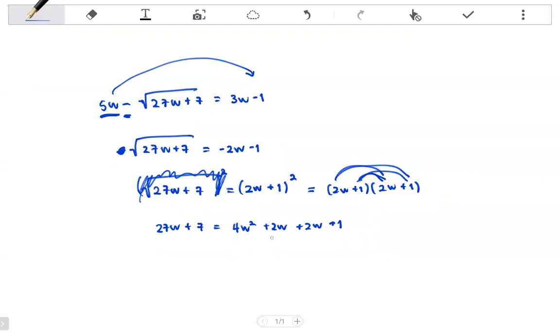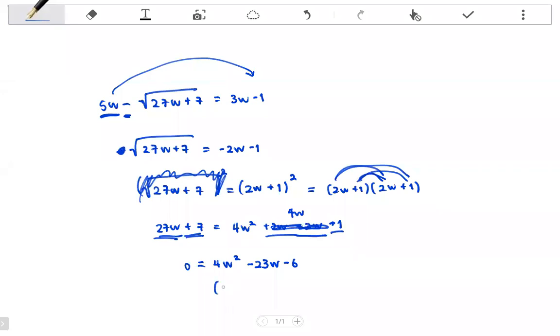Let's simplify. You have a 2w and a 2w here. That becomes a 4w. We can move the 27w to the other side, and also the 7 to the other side. So 0 equals 4w squared. If we remove the 27w, it's -27w. So it's going to be -23w, 4 minus 27. And we have a +1 here. If we move the 7, it's going to be -7. 1 minus 7 is -6. And now we're just left with a trinomial.